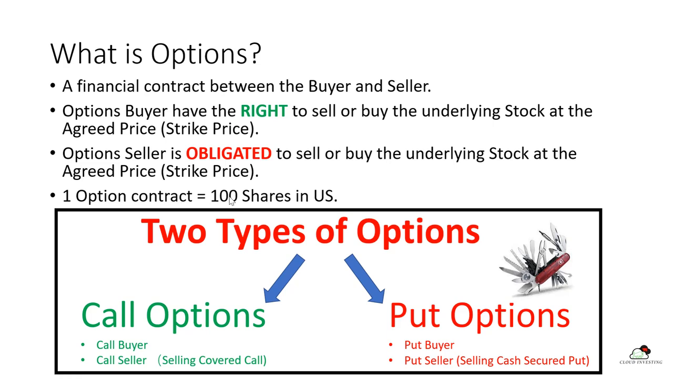In Hong Kong there is a difference. Some are 500, some are 100. It depends. So there are basically two types of options, call and put options. If you are playing call options, you can either be the buyer or the seller. If you are the call seller, it means you are selling the covered call. In put options, you can also be the buyer or the seller. If you are selling the put option, you are selling a cash secured put. From here, you can notice that investors are basically the call seller or the put seller, which means we only sell options. We never buy options.